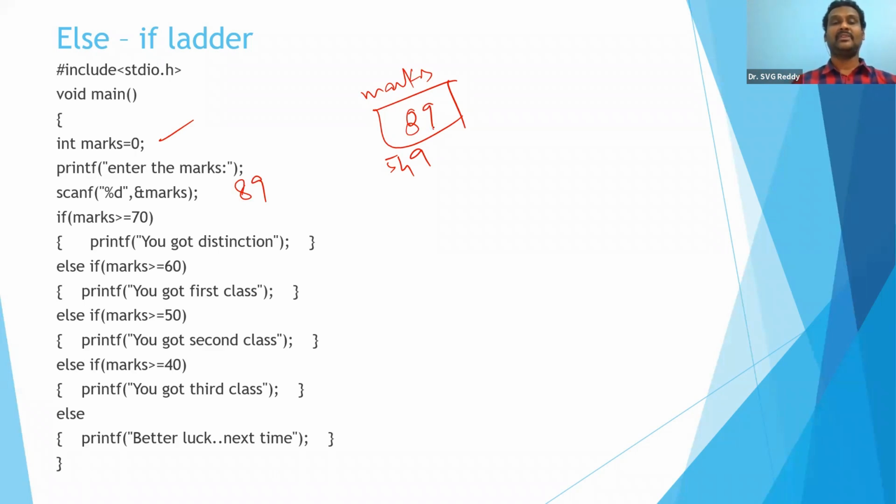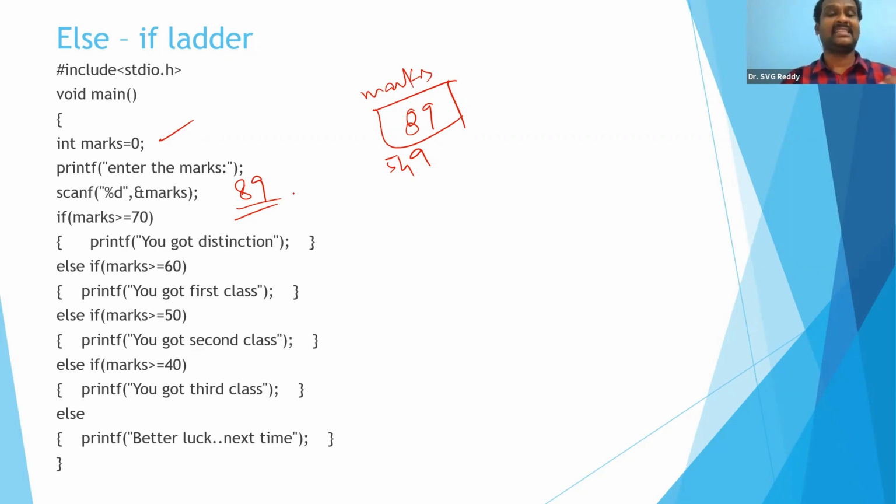89 has entered. Actually, it will not go now. So first of all, the scanner will read this 89. Whatever I have given, enter the marks. So if anyone sees "enter the marks" there, they'll try to enter some number there. Okay, 89 they have given using the keyboard.